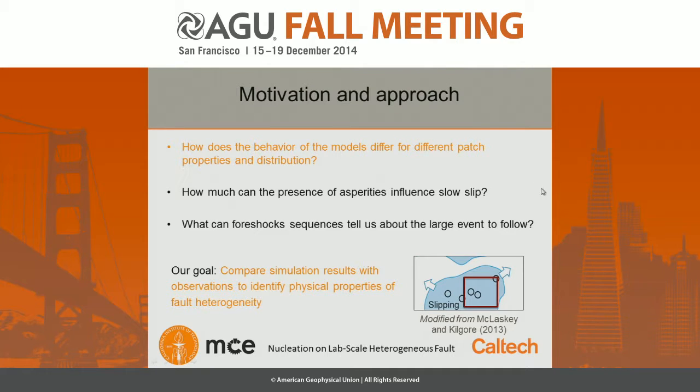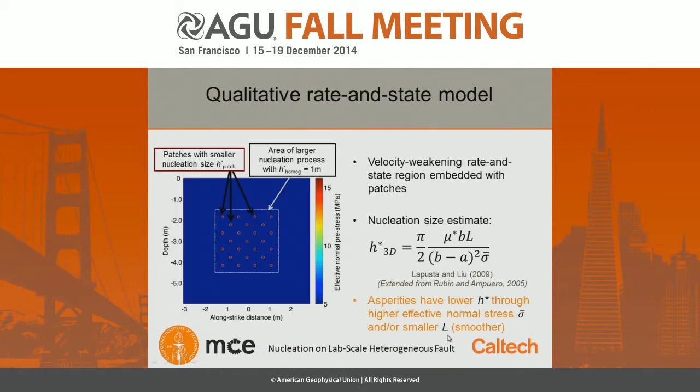And of course, the question that everyone wants to answer is, what can foreshock sequences tell us about the larger event to follow? The goal in our work is to compare simulation results with observations, in this case laboratory observations, to identify the physical properties of the fault heterogeneity. This is via our simulations of slow nucleation process with potentially seismic patches existing within that region, shown here qualitatively by a red box.